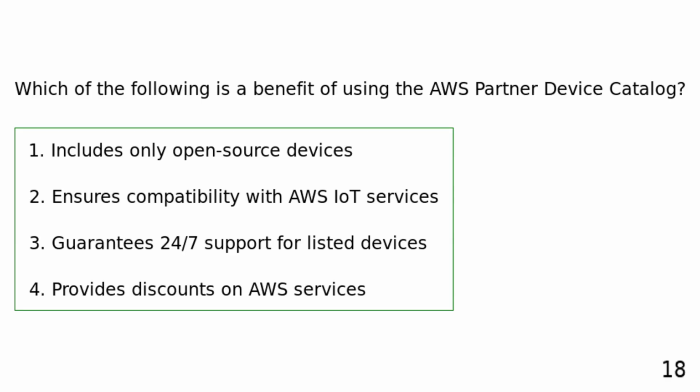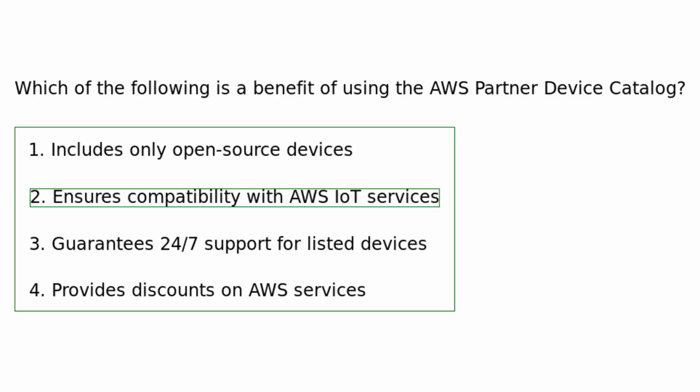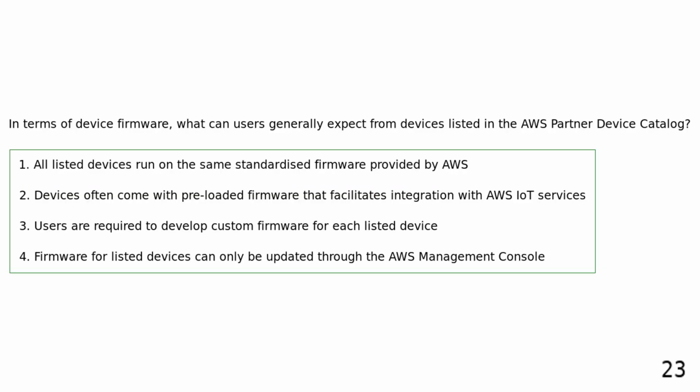Includes only open-source devices. Ensures compatibility with AWS IoT services. Guarantees 24/7 support for listed devices. Provides discounts on AWS services. Using the AWS Partner Device Catalog ensures that the devices are compatible with AWS IoT services, reducing integration issues. In terms of device firmware, what can users generally expect from devices listed in the AWS Partner Device Catalog?